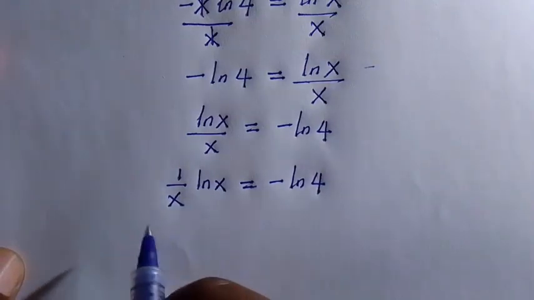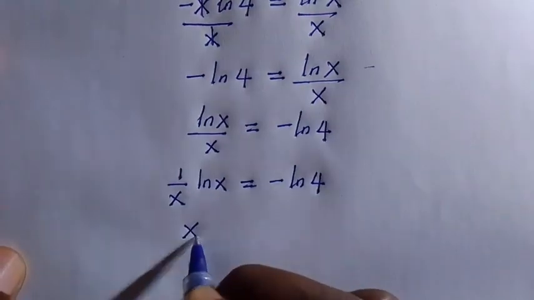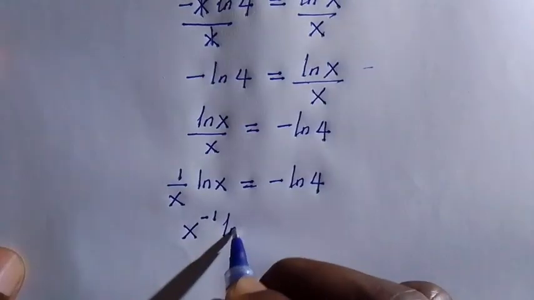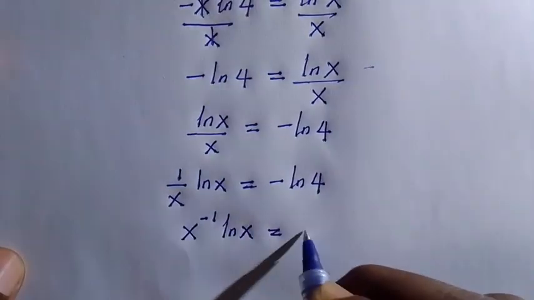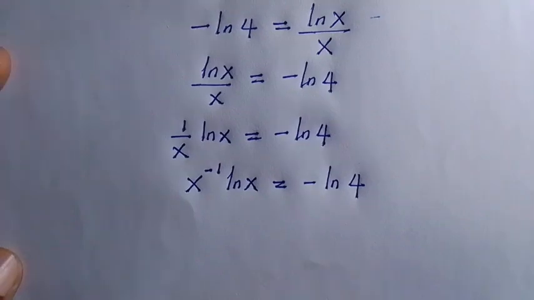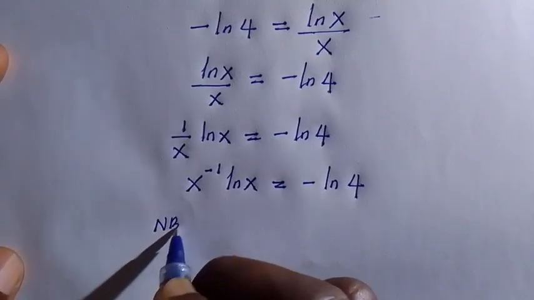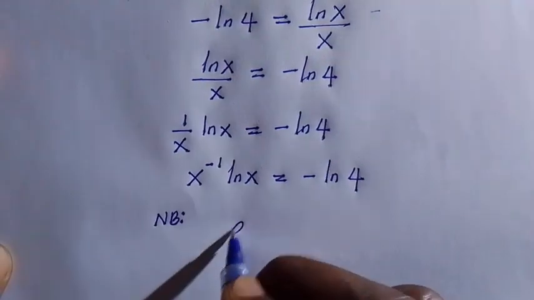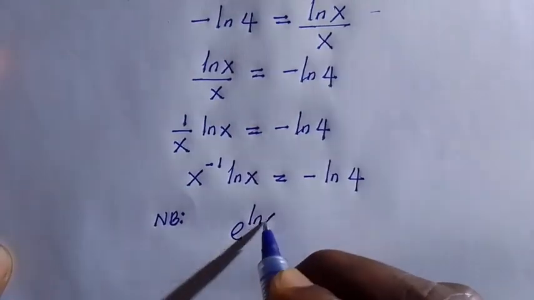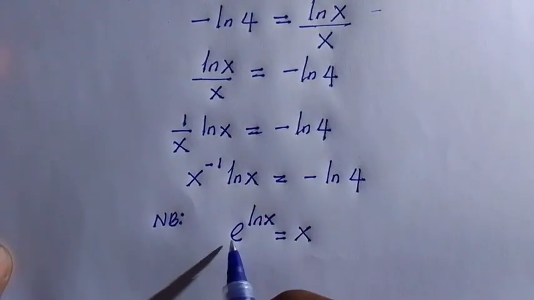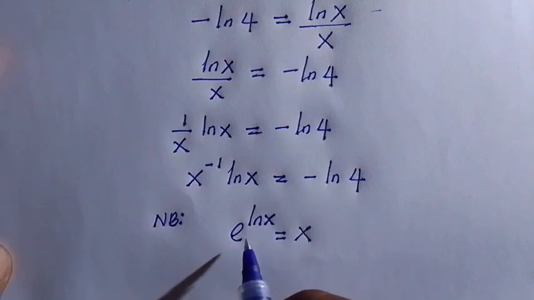The next step here is, suppose we write 1 divided by x as x to the power of minus 1. So you see, it is the same thing as 1 divided by x times ln x equals minus ln 4. Then I want us to know that anytime we have e to the power of ln x, this is the same thing as x, because exponential and ln are inverse to each other, so they cancel and we have only x.